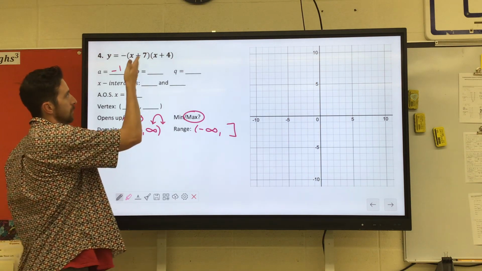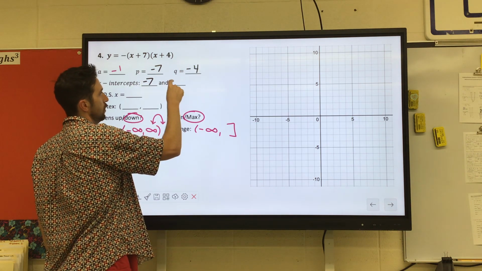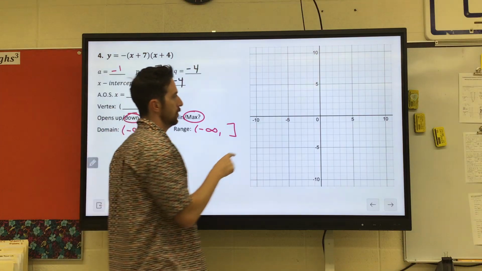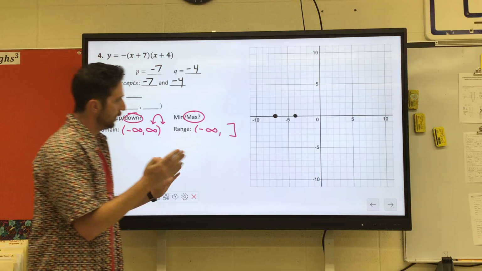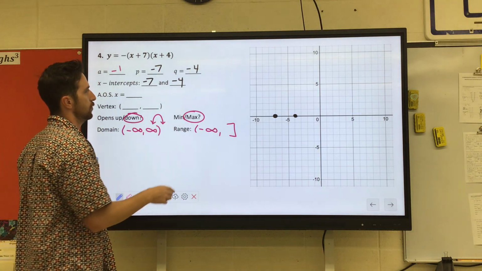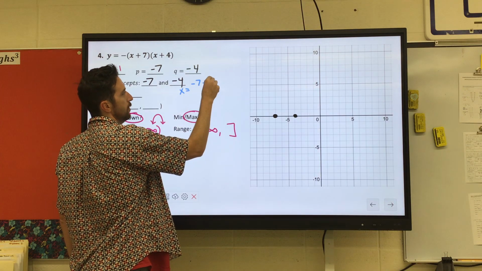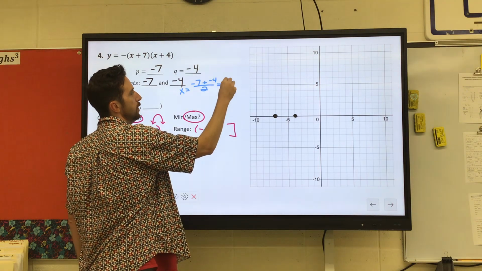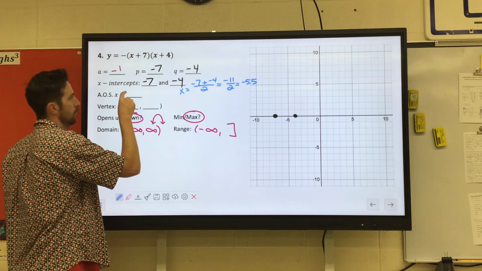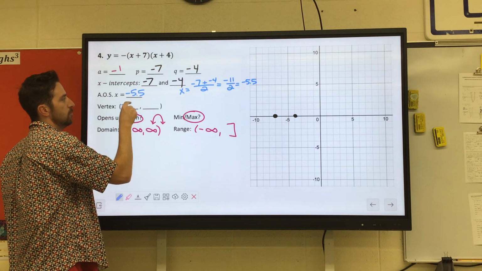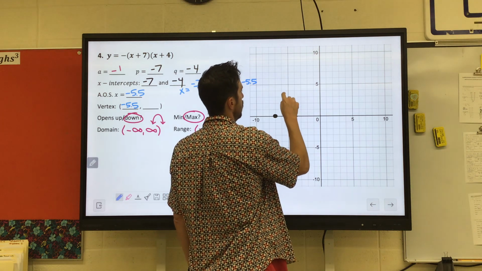P, I see x plus 7, -7. Q, x plus 4, -4. So give yourself an intercept at -7 and -4. Again, you could kind of eyeball the middle here for the axis of symmetry, but let's pretend like that made me a little nervous. So I'm going to add them together and divide by 2. So that would be -11 divided by 2, which is -5.5. That'll be our axis of symmetry and also the x-coordinate of the vertex. -5.5.